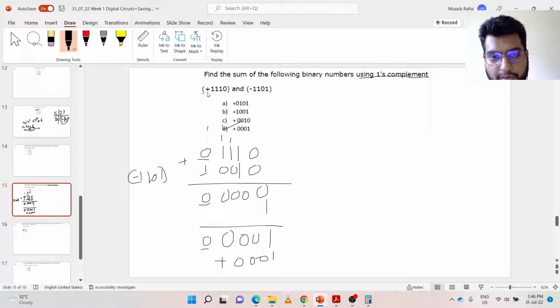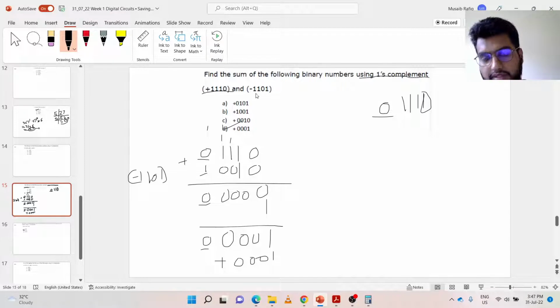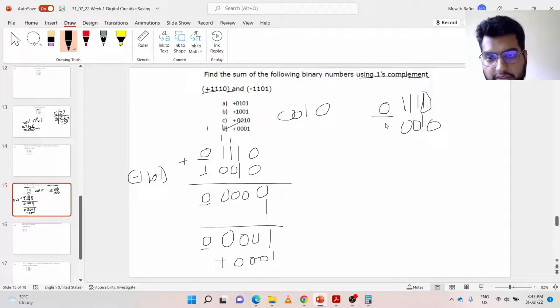We have this positive number 1110, and we have the sign bit, that is 0. And then we have this number minus 1101. When we do this addition using the ones complement method, we take the ones complement of the negative number. Since the negative number here has the lesser magnitude, we just take the ones complement. So the ones complement of 1101: 1 changes to 0, 0 changes to 1, so it is 0, 0, 1, 0, and the sign is 1.